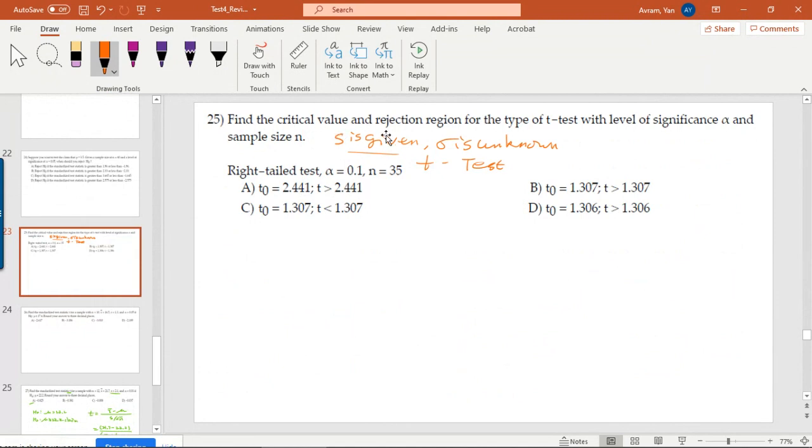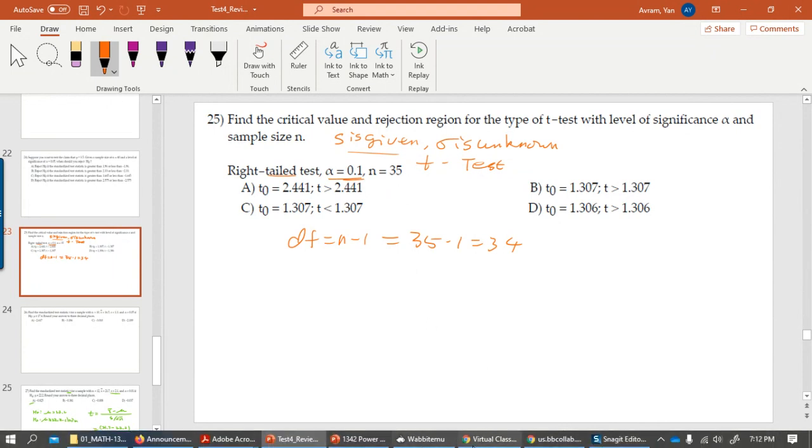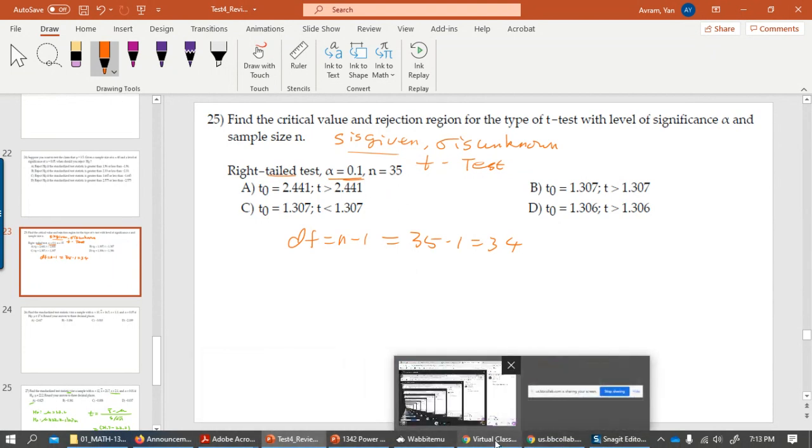And how do I find a critical value for the rejection region for the t-test if alpha equals 0.1 and n is 35? Remember the t-table uses the df. So df is n minus 1, so this is 35 minus 1, which is 34. And then we have a right tail test. So when you go to look at the table, let's see.